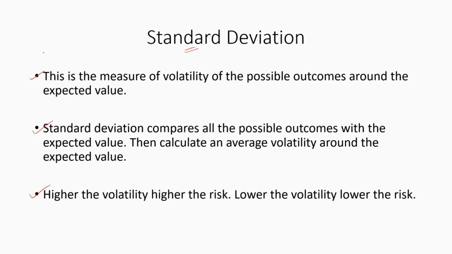As I said earlier, expected value is a weighted average. This means the value will lie in the middle. There will be values above the average and there will be values below the average. Now what we are going to do is calculate the average of these variations around the expected value. This is called the standard deviation. If the volatility is higher, it will be riskier. If the volatility is lower, it will be lower risk.